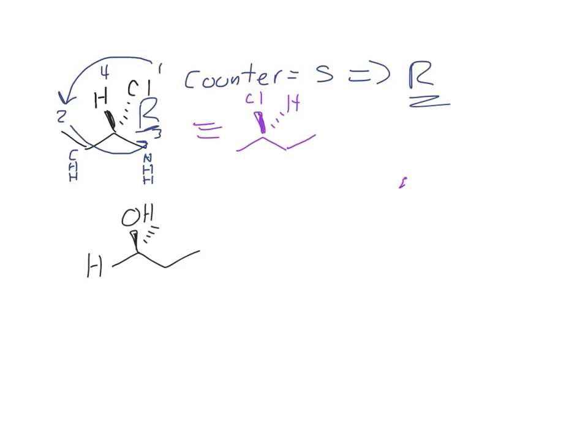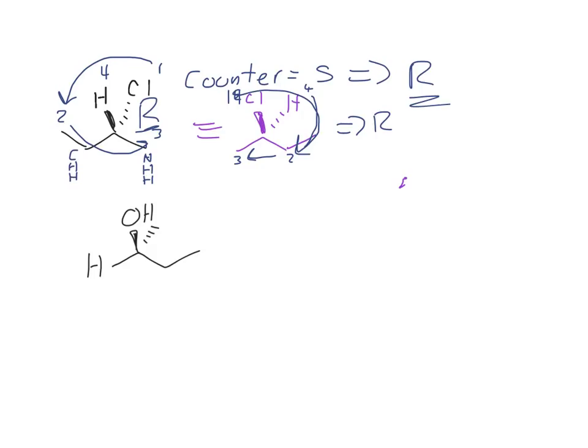I could assign stereochemistry to either of them and come up with R. So let's try that here. The chlorine is 1, hydrogen's 4, the ethyl is 2, methyl is 3. If I count 1, 2, 3, I come up with a clockwise direction, and that gives me R. So we can use a couple different techniques here to establish the absolute configuration.